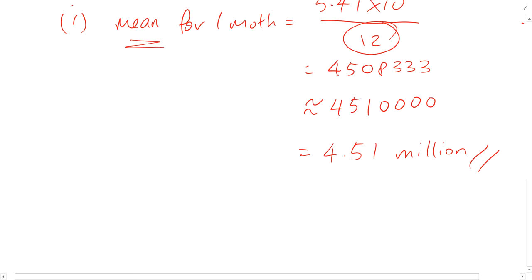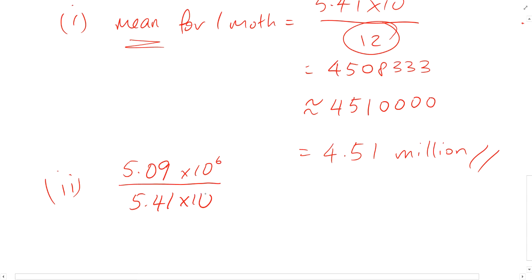Okay, now the number of passengers passing through in December 2014 is 5.09 million. Calculate the percentage of the year's passengers that passed through the airport in December 2014. Oh, okay, so the question is asking for the percentage, December divided by the whole year. So 5.09 million, so times 10 to the power 6, divided by the total number, 5.41 times 10 to the power 7, times 100%.